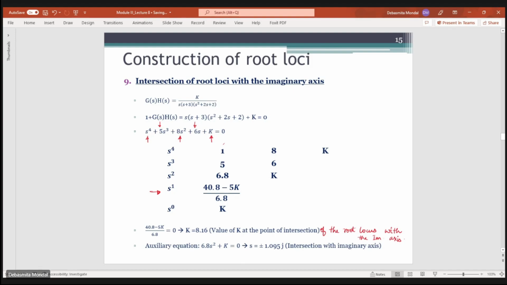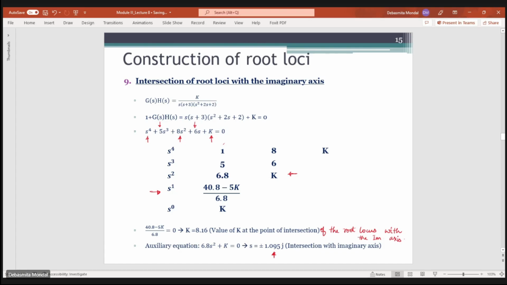In order to find the value of that point, you write the auxiliary equation, which is formed from this row. So you have 6.8 s square plus k equals 0. Substitute this value of k, 8.16, and you will find that the value of s is equal to plus minus 1.095 j. So the value of omega is plus minus 1.095.